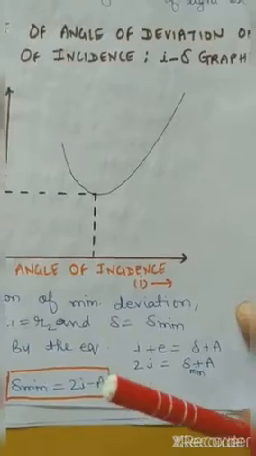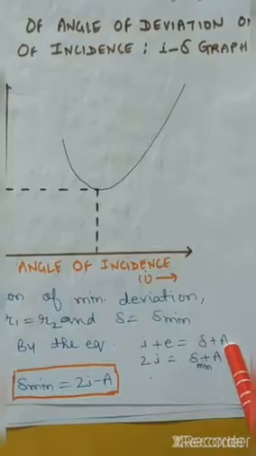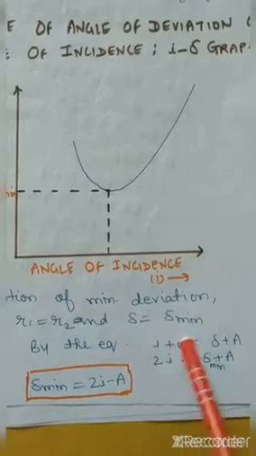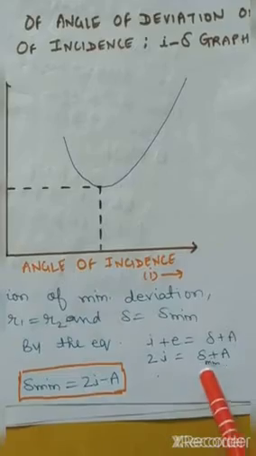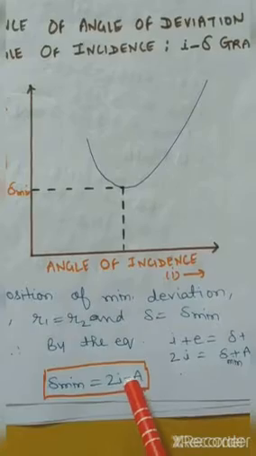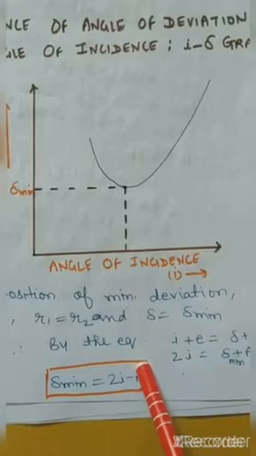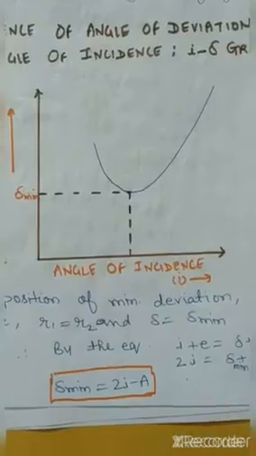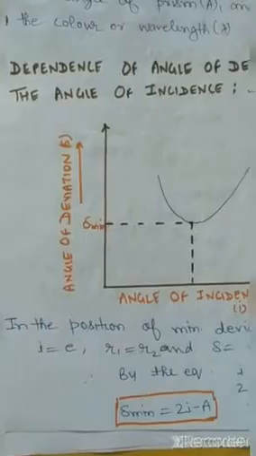In the last lecture we discussed the relation between angle of incidence, emergence, deviation and angle of prism, that is I plus E is equal to delta plus A. When I and E are equal for minimum deviation, 2I becomes equal to delta minimum plus A. So minimum deviation delta minimum will be equal to 2I minus A. If you know the angle of incidence and angle of prism, you can find the minimum deviation for a given prism. Clear?